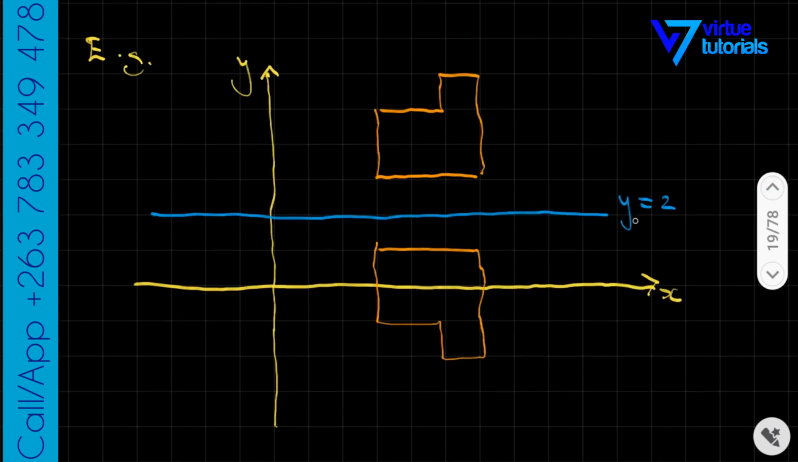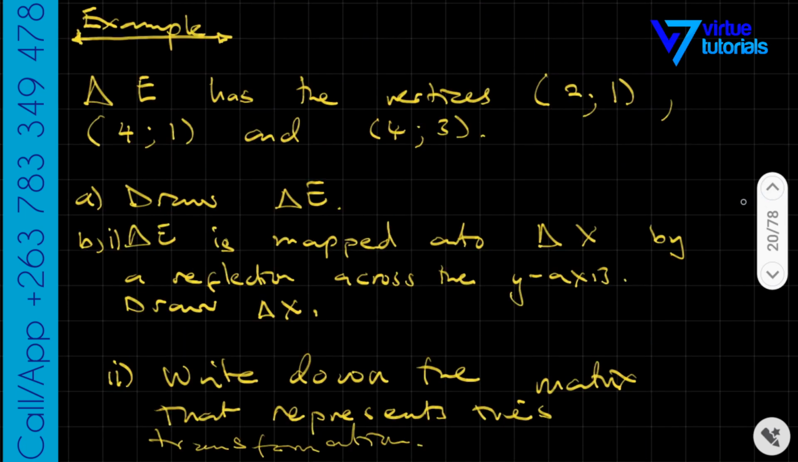You can have another line, for example, the line y is equal to 2. This is also the mirror line in this case, right? You've got your shape and you've got your image on the other side there, right? Remember, some of you may ask, how do you know this one is the shape? How do you know this one is the image? All that information is given in your questions. We're not going to focus on that. You just need to focus on knowing what the shape and image would look like if reflected across the mirror line, right? So now let's go into an example.